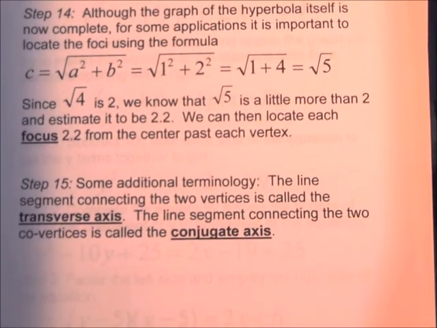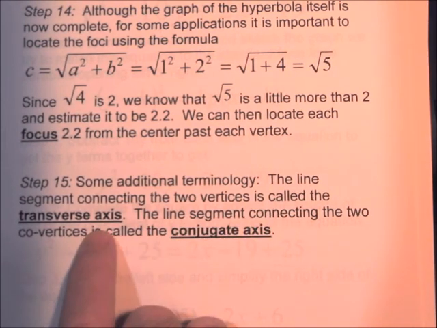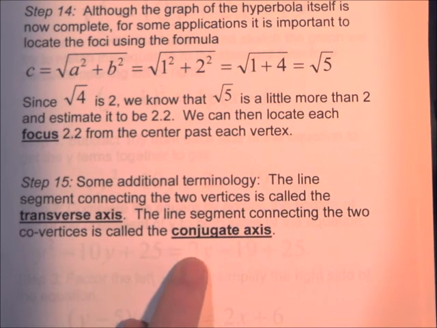There's some additional terminology. The line segment connecting the vertices is called the transverse axis. Line segment connecting the 2 co-vertices is called the conjugate axis. And that concludes this presentation.